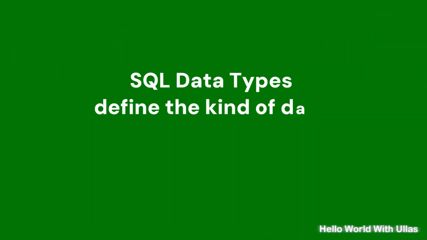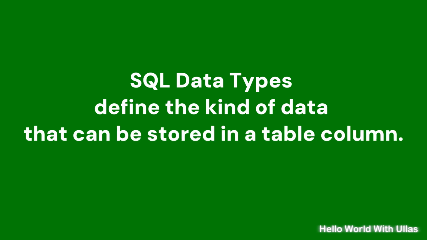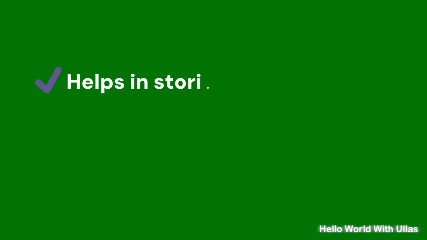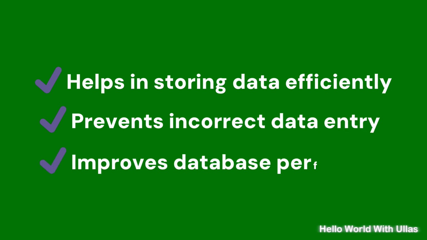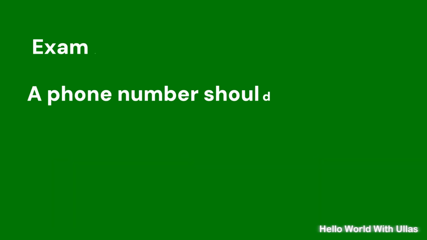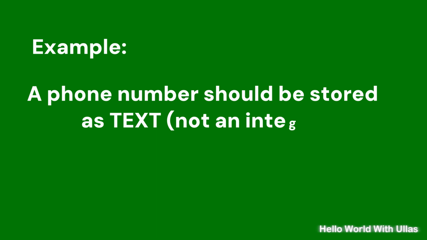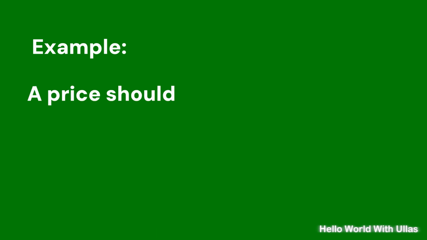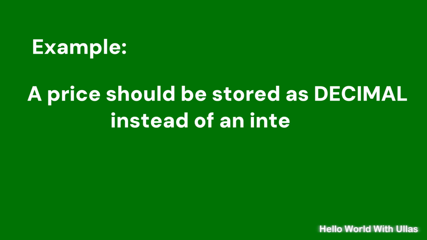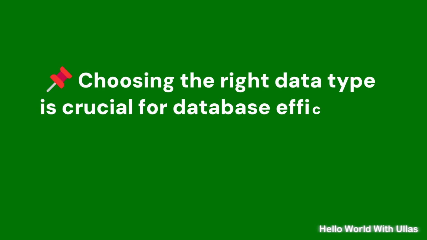SQL data types define the kind of data that can be stored in a table column. It helps in storing data efficiently, prevents incorrect data entry, and improves database performance. For example, a phone number should be stored as text, not an integer, because it may contain plus or minus. A price should be stored as decimal instead of an integer to allow decimal values. Choosing the right data type is crucial for database efficiency.